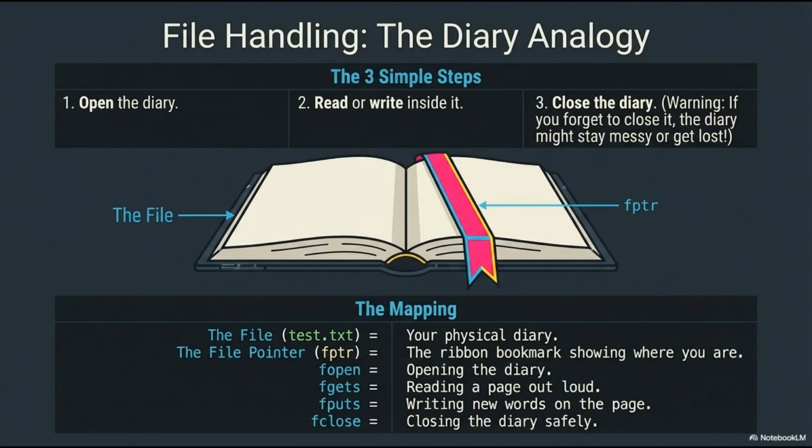Simple. In C, the file pointer is basically your bookmark, keeping track of where you are. The fopen function is what opens the book. fputs writes in it, fgets reads from it, and fclose closes the cover. And I'm telling you, that last step is so important. If you forget to close your diary, your brilliant new entry might just disappear into thin air.